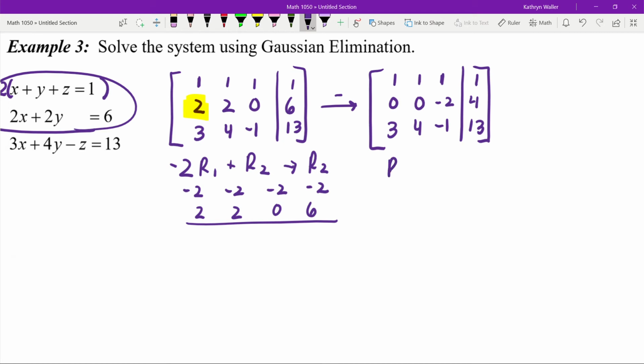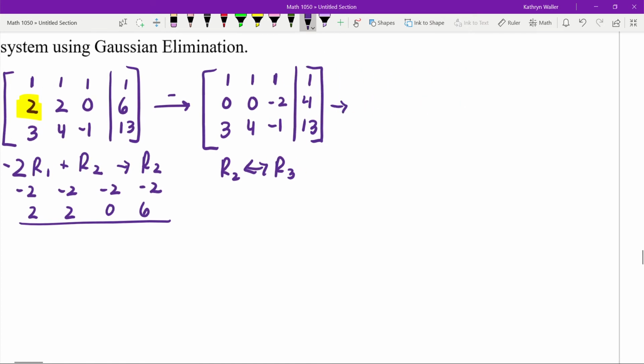So I'm going to do this. Row 2 becomes row 3, and row 3 becomes row 2. So I'm going to switch them, and that's not against the rules. So row 1 doesn't change.